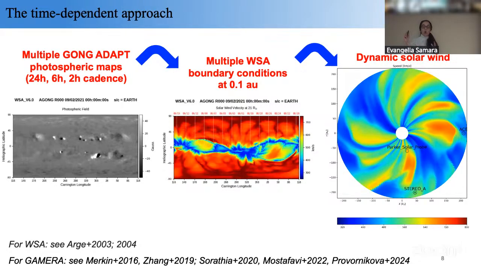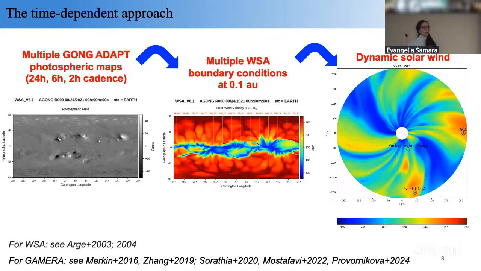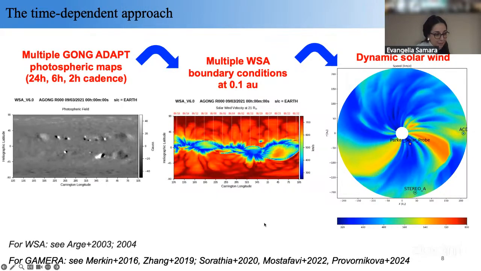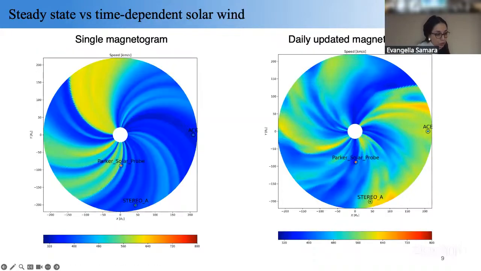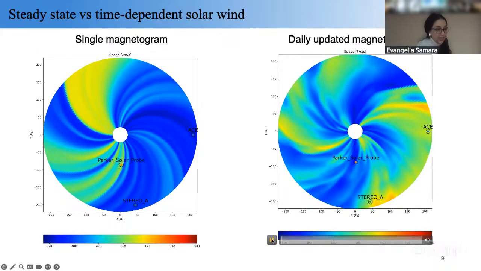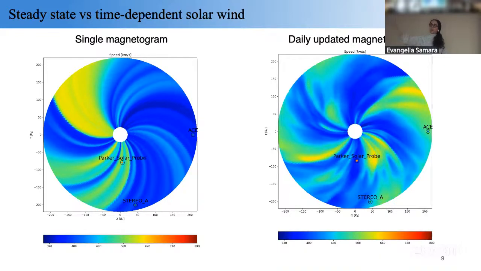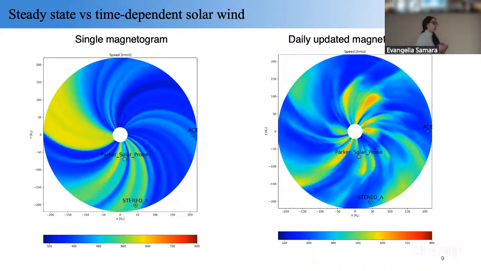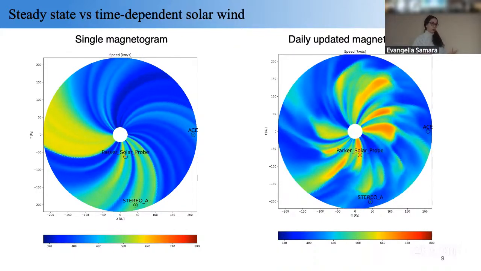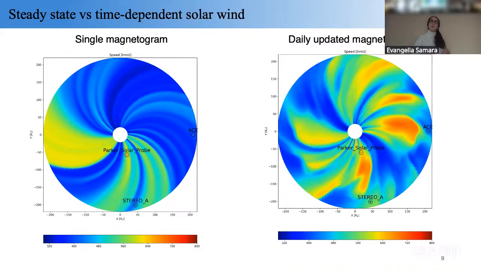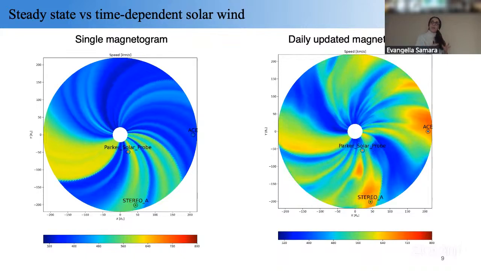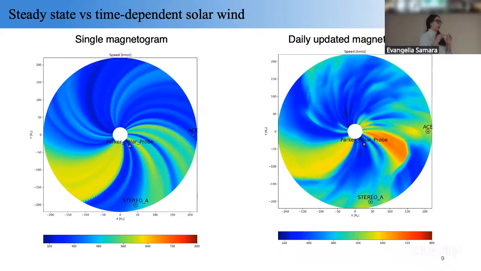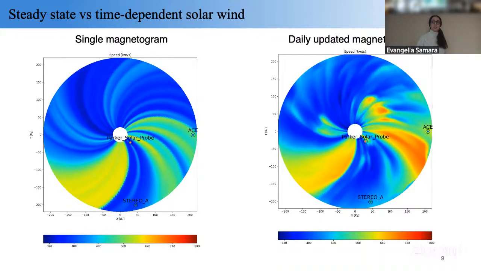And I hope you see the difference with the previous video that I played, but just to make my statement better, I have here the two videos, one after the other, one in the steady state and the other in the time-dependent approach. On the left-hand side, you see what happens if we use one single magnetogram to forecast for a couple of days or weeks. Whatever is slow in the boundary remains slow, whatever is fast in the boundary remains fast, and it just rotates in a steady-state manner.